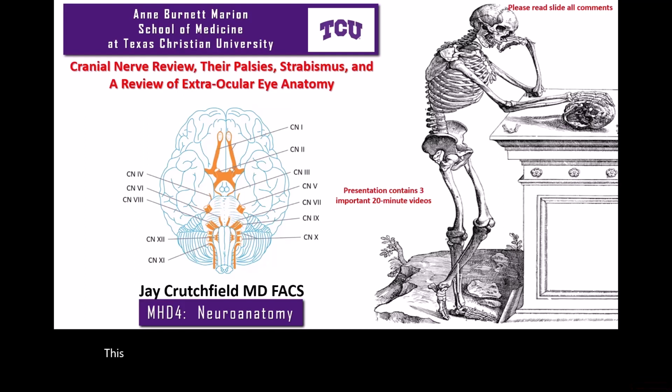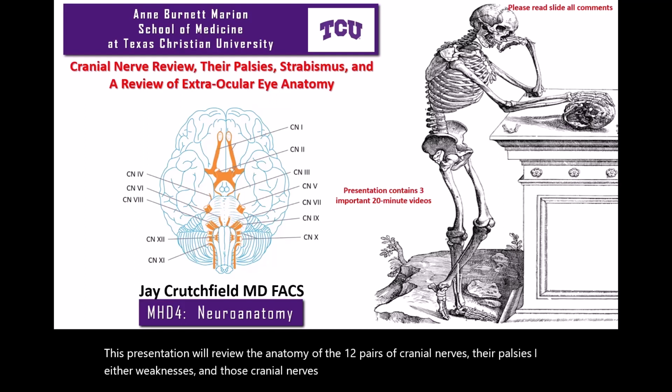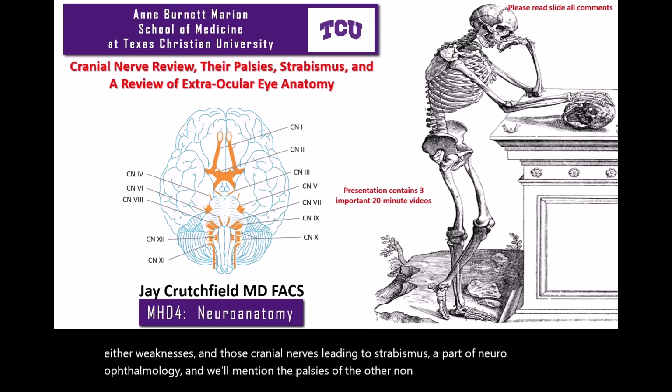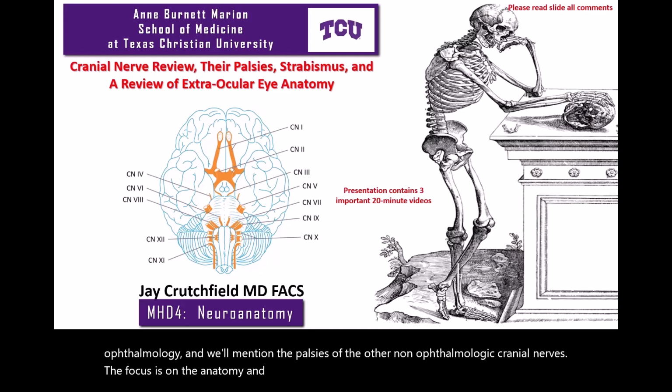This presentation will review the anatomy of the 12 pairs of cranial nerves, their palsies, i.e. their weaknesses, and those cranial nerves leading to strabismus, a part of neuro-ophthalmology. And we'll mention the palsies of the other non-ophthalmologic cranial nerves. The focus is on the anatomy and not necessarily the pathology of all the disease processes which can cause a palsy of the cranial nerve.